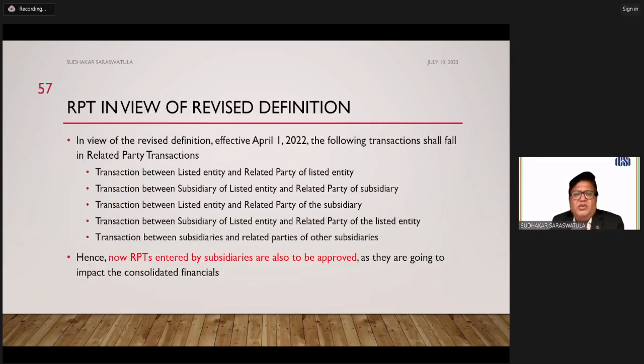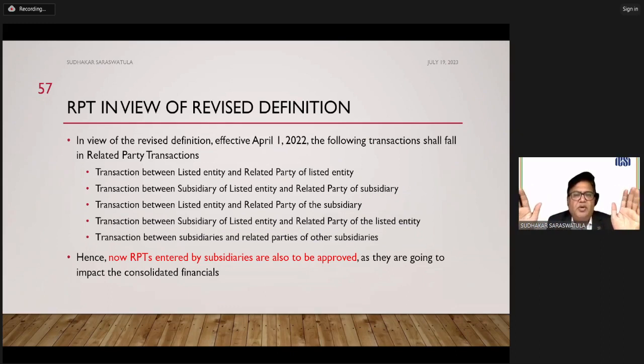So with this new amendment, what is happening? The transaction between the listed entity and a related party of the listed entity is a related party transaction, as it was earlier also. Similarly, transactions between a subsidiary of the listed entity and its related parties were there earlier also. The new thing is the transaction between the listed entity and a related party of a subsidiary; similarly, the transaction between a subsidiary of the listed entity and a related party of the listed entity; and then transactions between subsidiaries and related parties of other subsidiaries. That means you have to ensure that at a global level, the compliances take place.